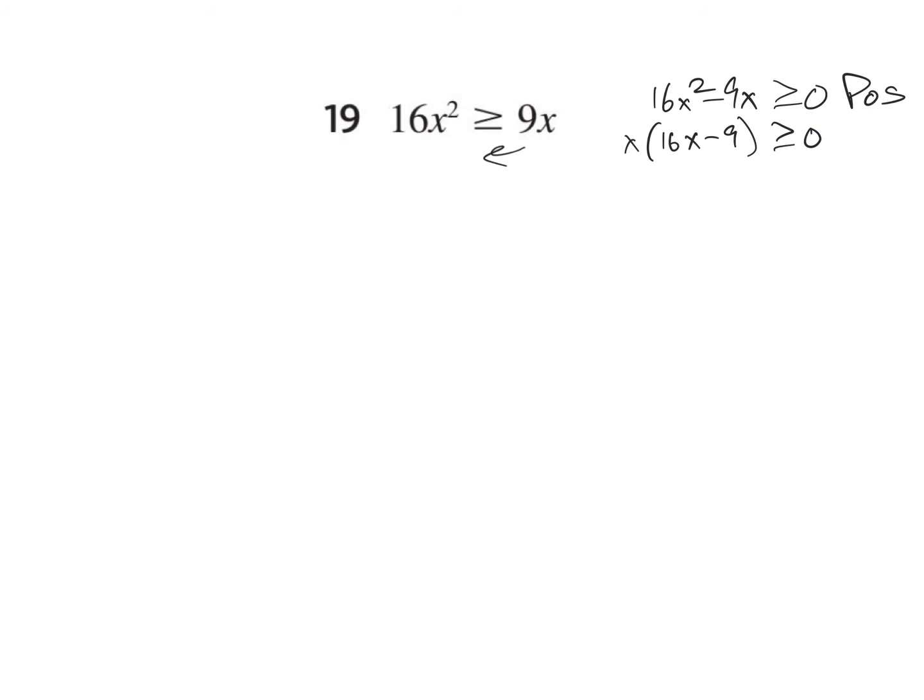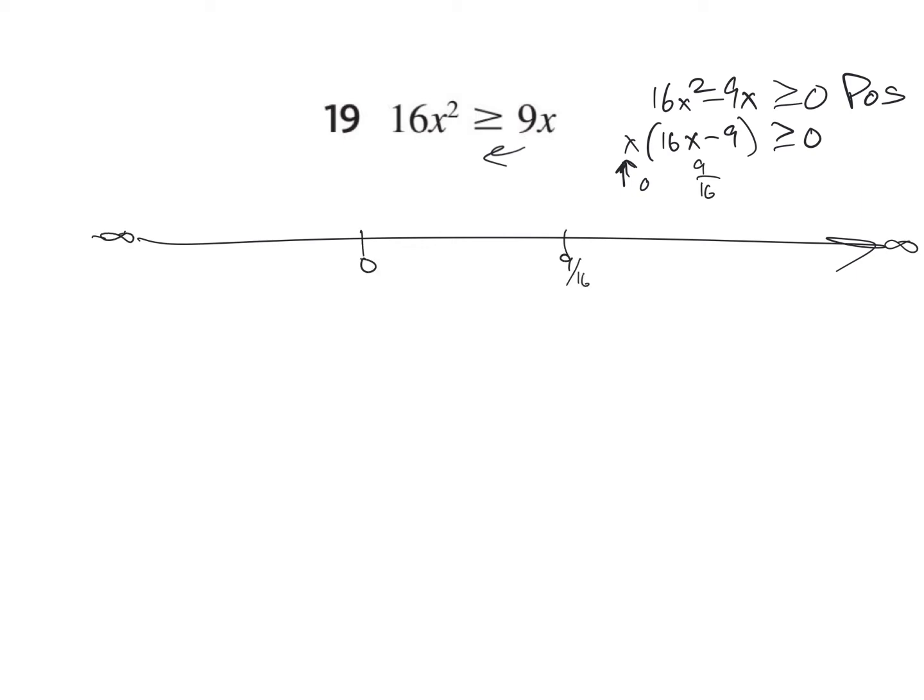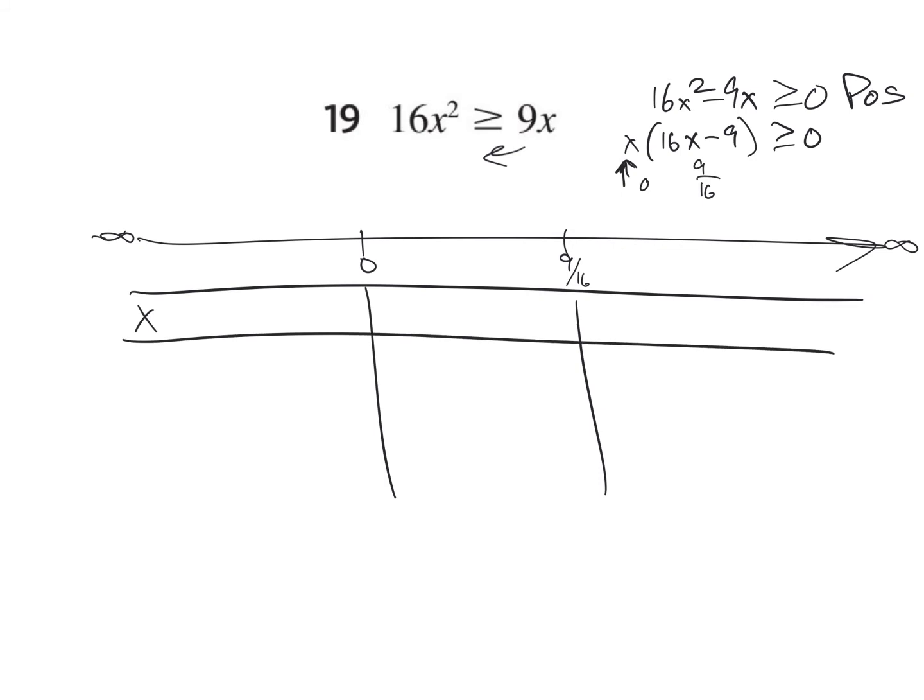Okay, so those are our two values. Don't forget, x can be 0. Don't drop it. So what do we have? We have a 0 and we have a 9/16 for a possible answer. Put those on a number line, positive infinity, negative infinity, and we go from 0 and 9/16. Okay, so we have x, possible answer. Then we have 16x minus 9, the other answer, and then our total value.